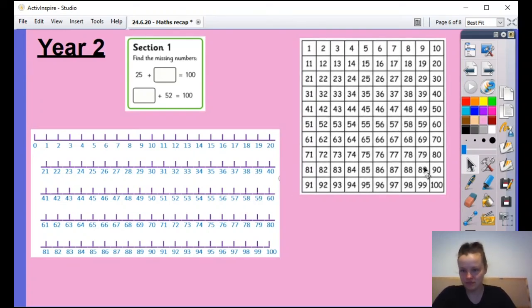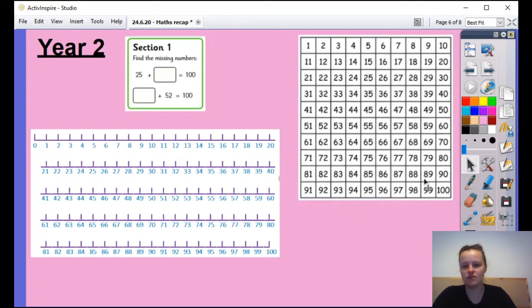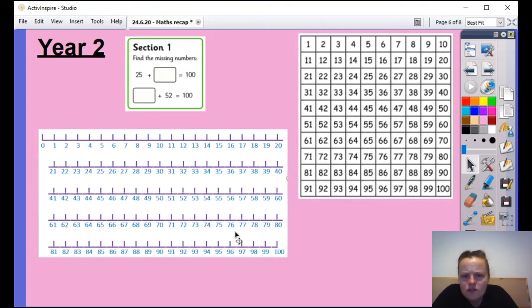Okay, so I've got a 100 square here, and I've got lots and lots of number lines. Let's have a look at those number lines. So it goes 0 all the way up to 20, 21 all the way up to 40, 41 all the way up to 60, 61 all the way up to 80, and 81 all the way up to 100. So we've got number lines here that go all the way up to 100. So let's look at our questions.